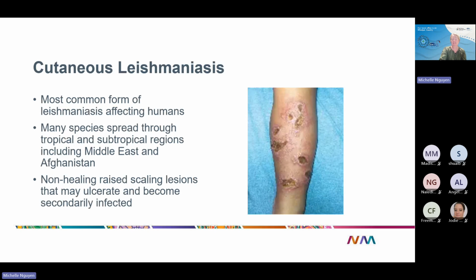Cutaneous leishmaniasis. This is an infection that we've seen. Again, these photos aren't from our clients, but this is an infection that we have seen. And it's the most common form of leishmaniasis affecting humans. There's many species spread through many parts of the world, through tropical and subtropical regions, including the Middle East and Afghanistan. And the case that we saw did come from that area of the world. It can cause non-healing raised scaling lesions that may ulcerate and become secondarily infected. So the picture there is quite a classical picture, but before the lesions become ulcerated, they can appear more raised and scaly, which I guess could be mistaken for things like discoid eczema or psoriasis.